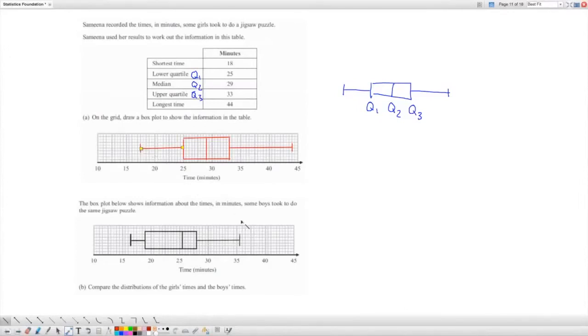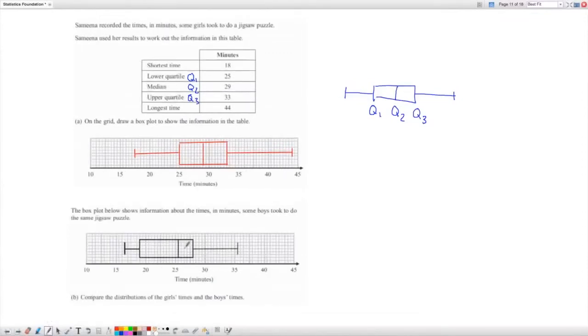We're then told that the box plot below shows information about the times in minutes some boys took to do the same jigsaw puzzle. And we're asked to compare the distribution of the girls' times with the boys' times shown here. So the first thing we'll be looking at is the average, the median. We can see here that the median is 20.5, whereas our median here is 29. So the first comment in terms of comparison is that the boys were quicker on average. And we can see that by comparing the two median values.